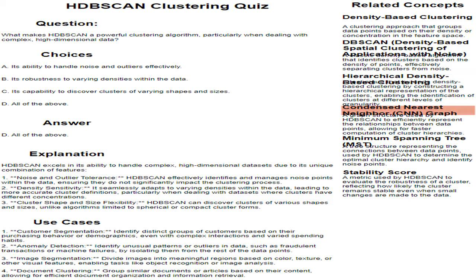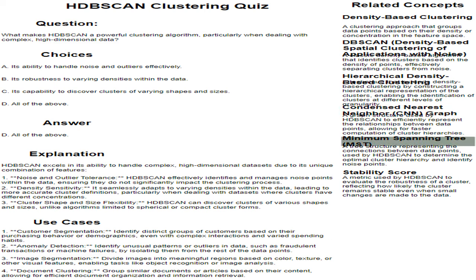Condensed nearest neighbor CNN graph. A graph structure used by HDBSCAN to efficiently represent the relationships between data points, allowing for faster computation of cluster hierarchies. The CNN graph is constructed by selecting a subset of data points that represent the density of the data, creating a more compact representation without losing essential information about the data's structure.